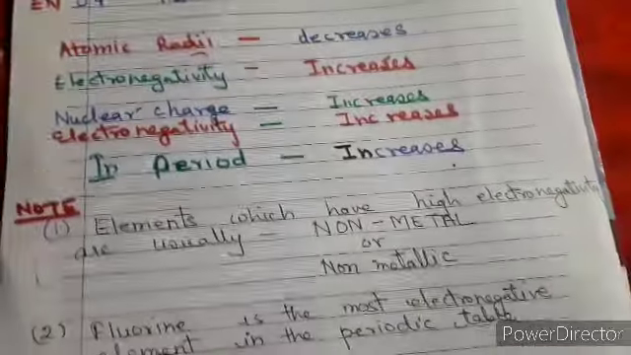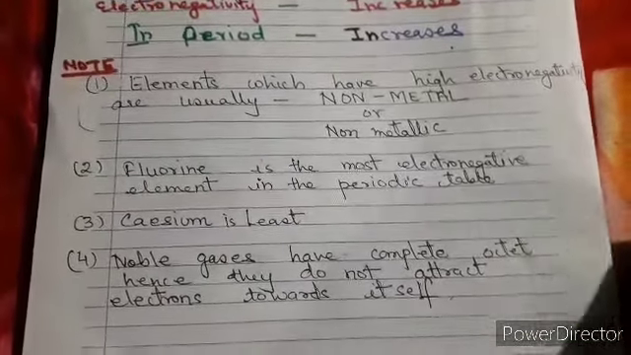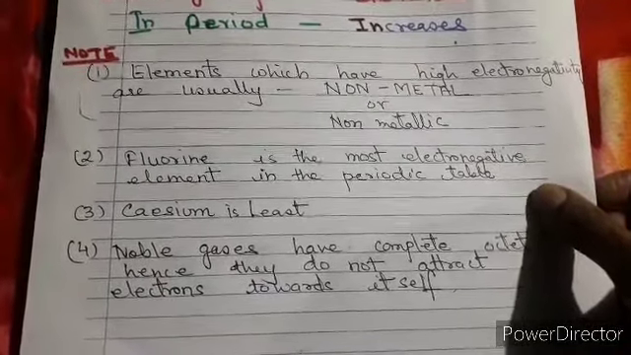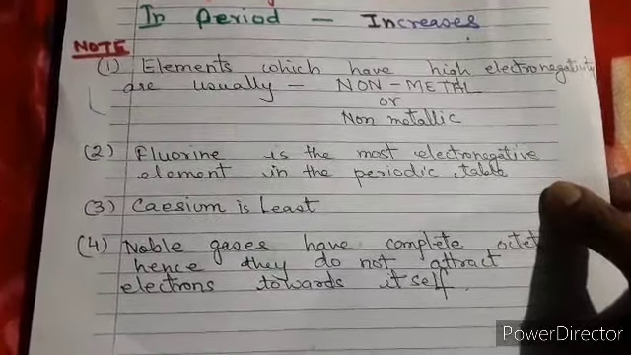I have written certain important points which come in the board examination also: non-metals or non-metallic elements have high electronegativity. Fluorine is the most electronegative element, and cesium is the least among them.